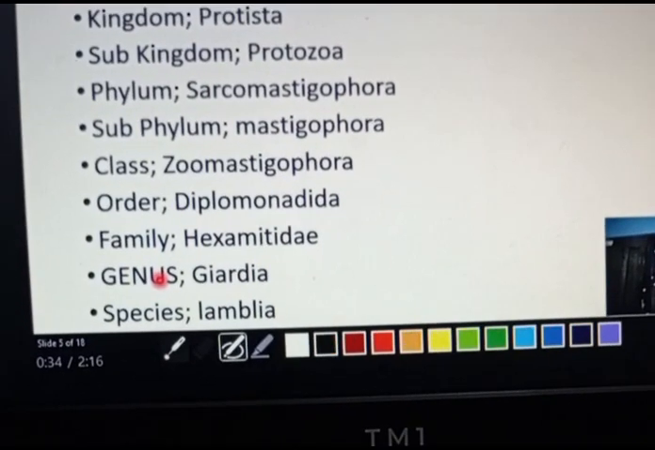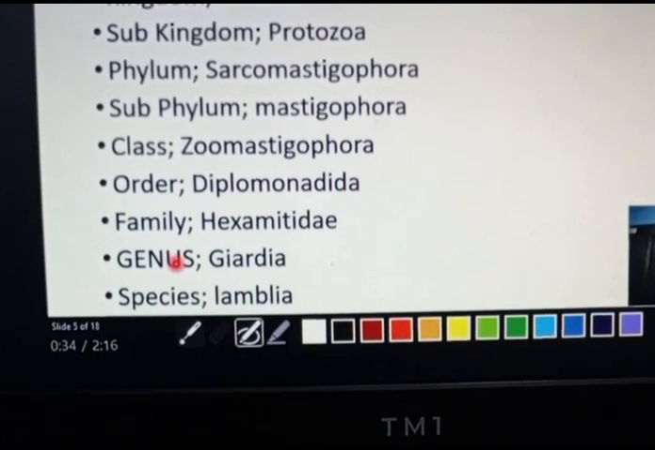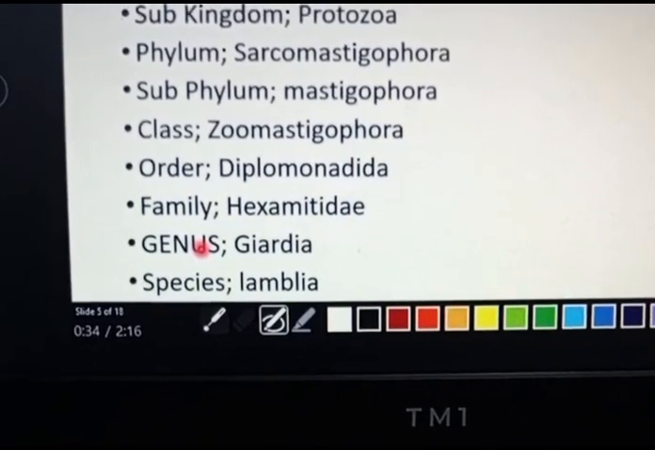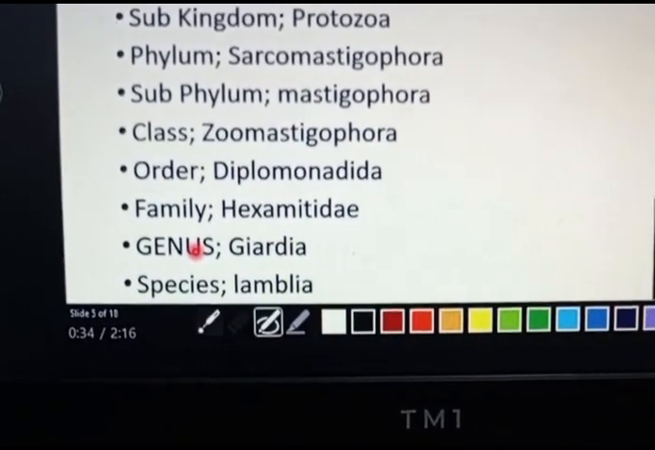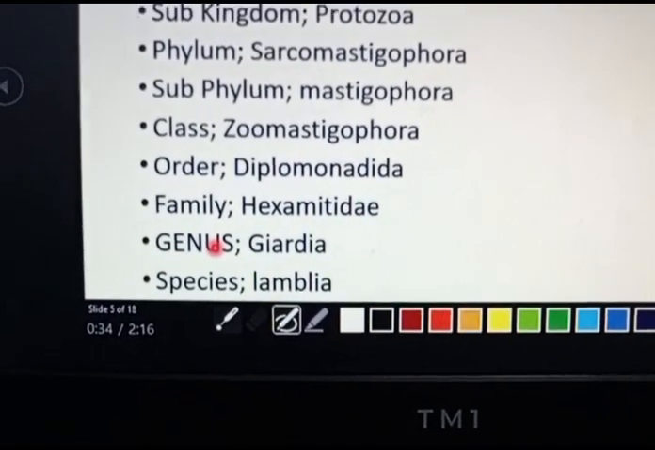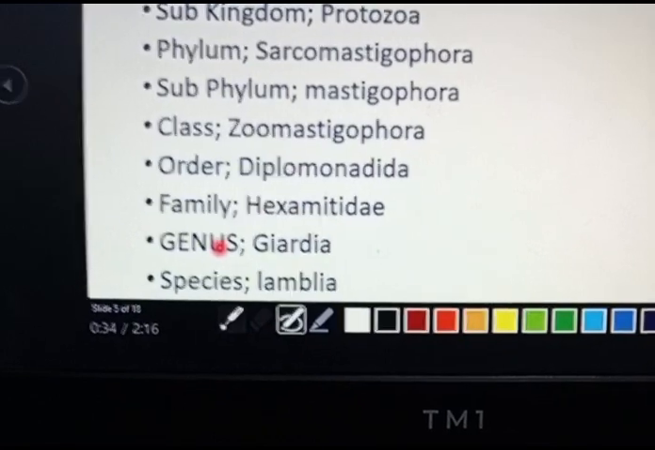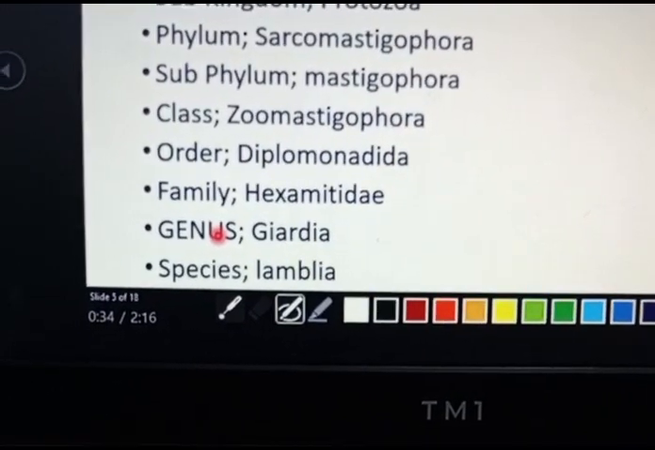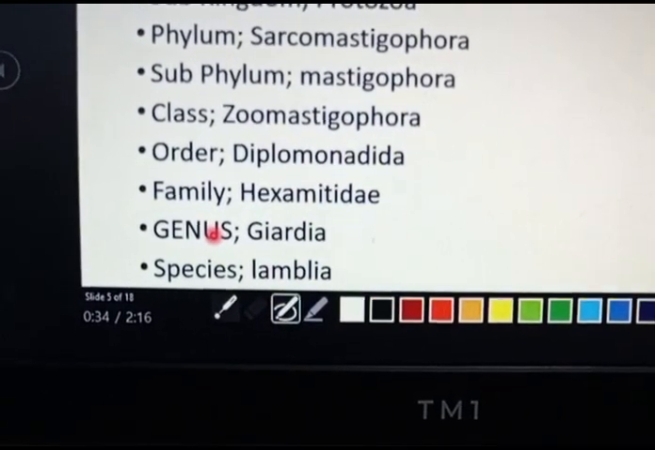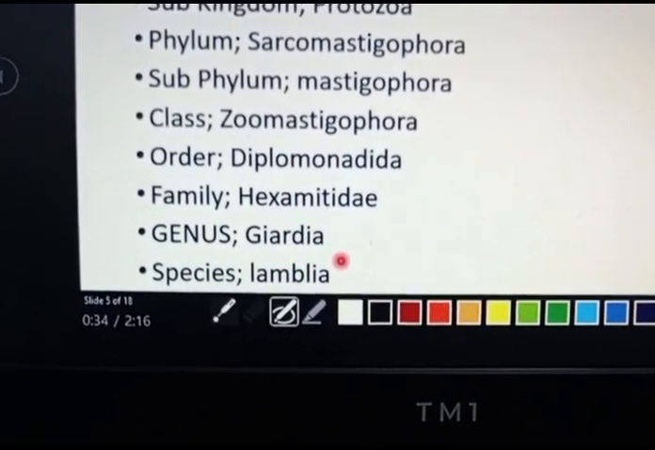Now, when we come to the classification of this organism, Giardia lamblia, we can find it in the kingdom Protista. Subkingdom Protozoa, phylum Sarcomastigophora, subphylum Mastigophora. The class we can locate it in is Zoomastigophora, the order Diplomonadida, and the family Hexamitidae, then the genus Giardia, and the species lamblia.